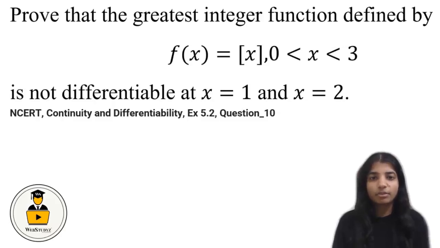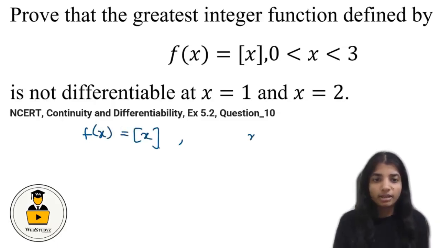In this question, we have to prove that the greatest integer function defined by f(x) = [x], where x is greater than 0 and less than 2, is not differentiable at x = 1 and x = 2. So basically we are given f(x) = [x], where we are given that x is greater than 0 but less than 2.